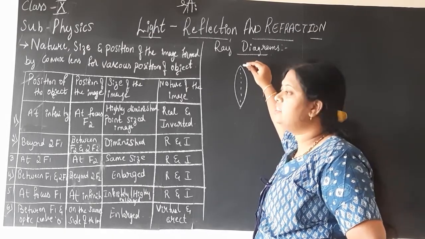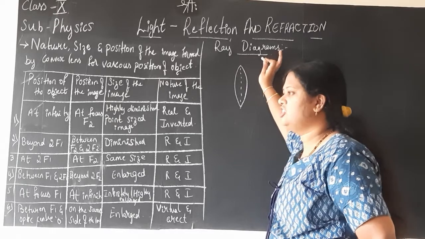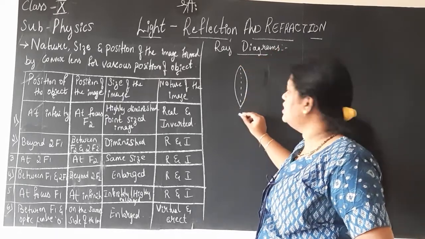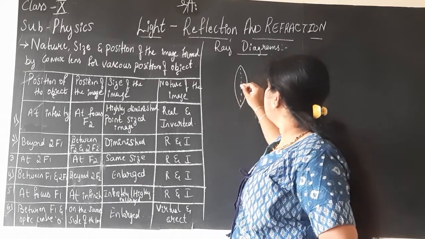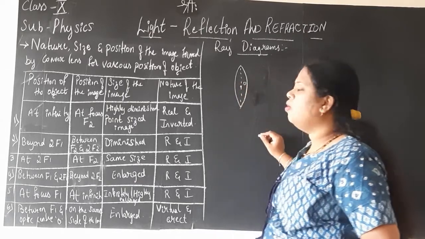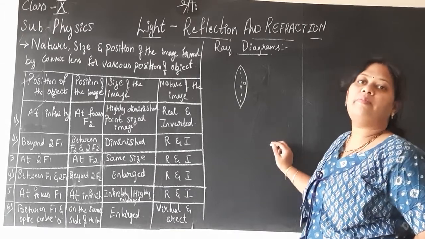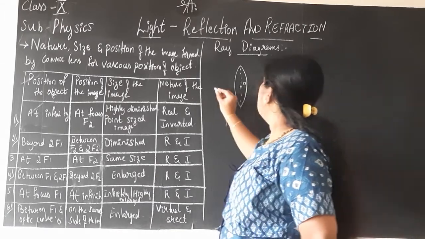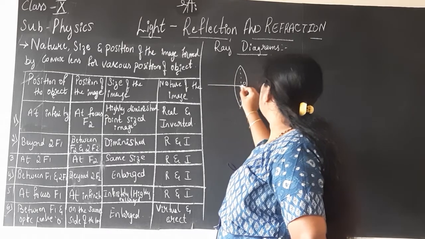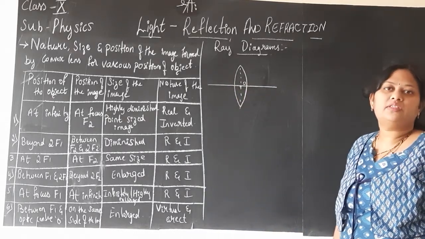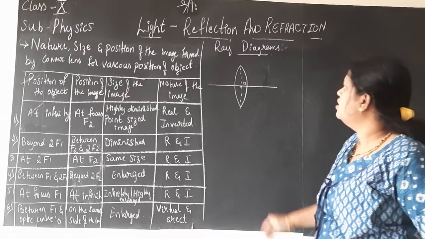In the previous session, I also showed and explained the different parts of the lens. So this is how the convex lens is. The center of the lens is called O, represented by a capital O, called the optic center. An imaginary line which is passing through the optic center of the lens is called the principal axis.